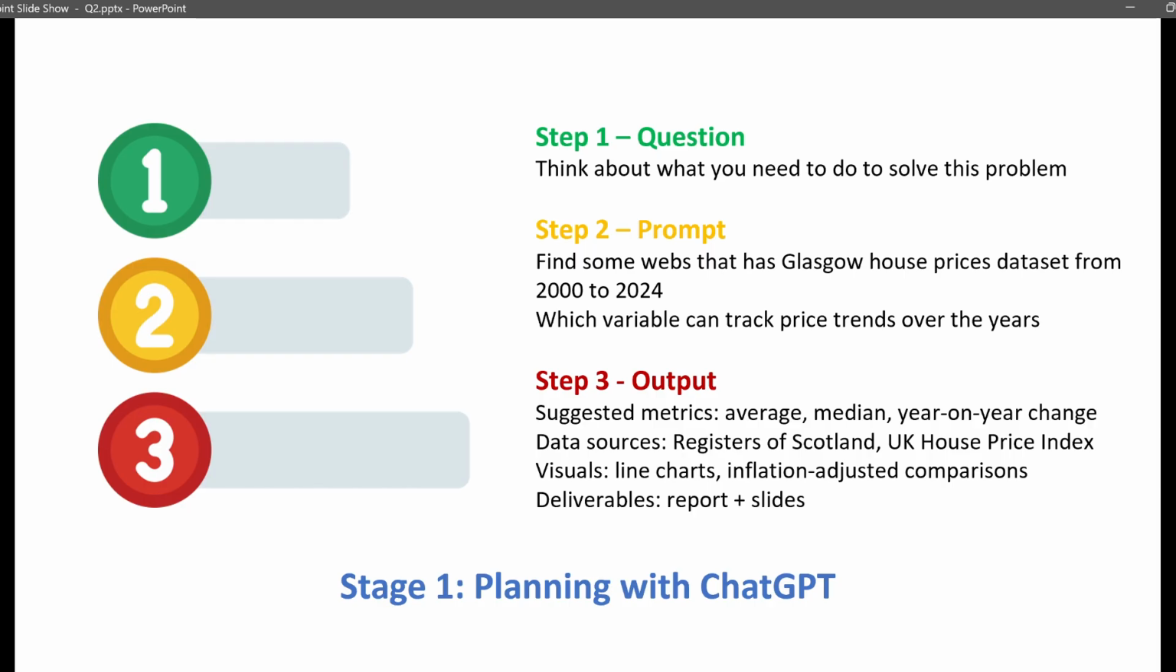ChatGPT may suggest metrics like the average or median price, or yearly changes. And the data sources like Registers of Scotland or the UK House Price Index, it can even recommend the chart type. For example, the line or bar chart, and it could remind us what our final deliverables look like.